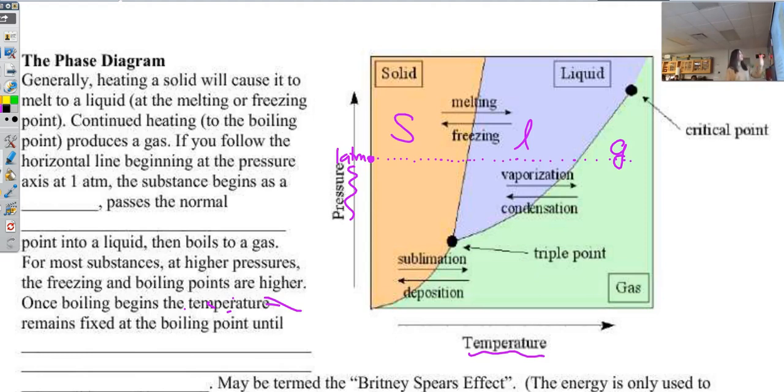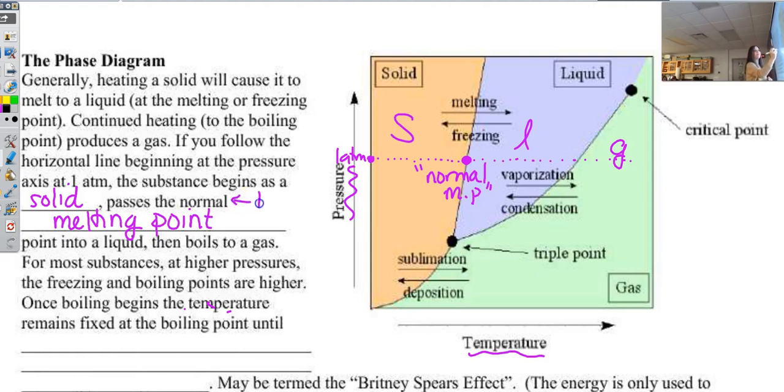Okay. So it says if you follow the horizontal line, the substance begins as a solid, passes the normal what? What would we call this point right here? What would be happening to the substance? It would be melting. Very good. But because we're at 1 atm, we would call this the normal melting point or the normal freezing point. And when we say normal, we're referring to sea level, which is 1 atm. So circle that. That's what we're talking about when we say normal.